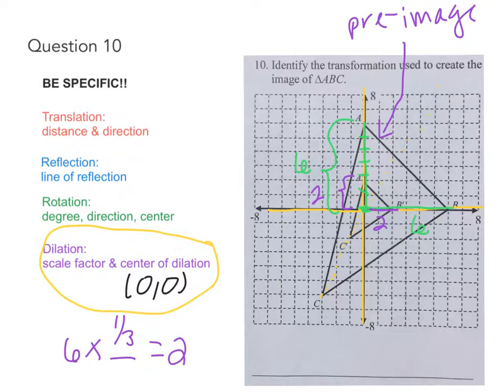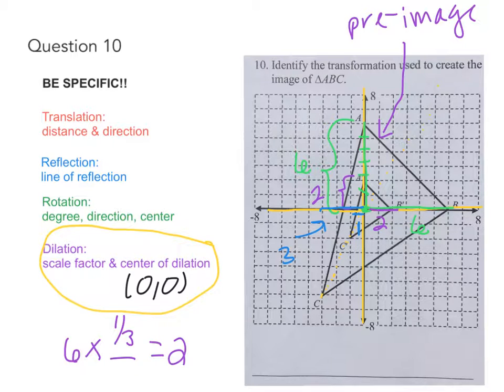So from my center, let's go horizontally. From my center, I could go out 1, 2, 3 to get to C, and I'm only moving over one space to get to C prime. I should have said C before. So again, 1 is 1/3 of 3. So we've confirmed that our scale factor is 1/3.